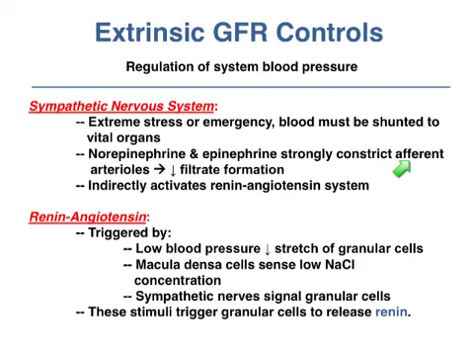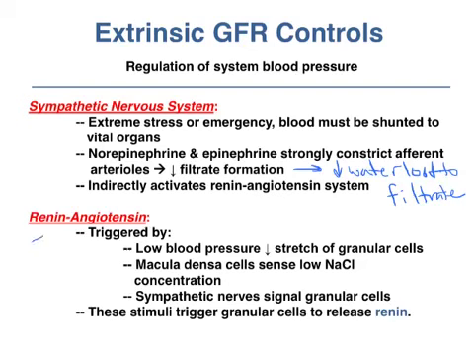So the reason why this is helpful in maintaining your systemic blood pressure is because if you have decreased filtrate formation, you have less water being lost to filtrate. That water, that fluid, the plasma just stays in circulation and can continue back out of the kidneys around to the organs that need blood. Now, the sympathetic nervous system also has an effect on the renin-angiotensin system. And the renin-angiotensin system is our second extrinsic GFR control.